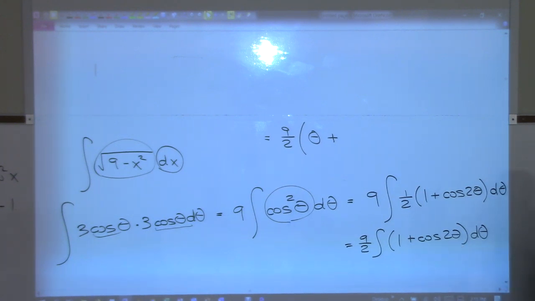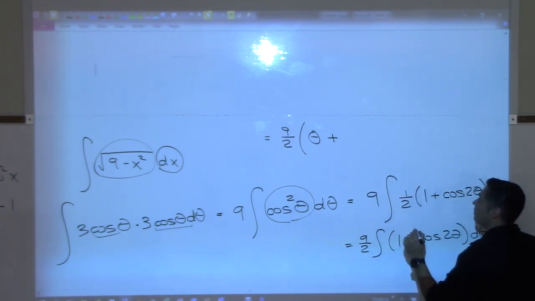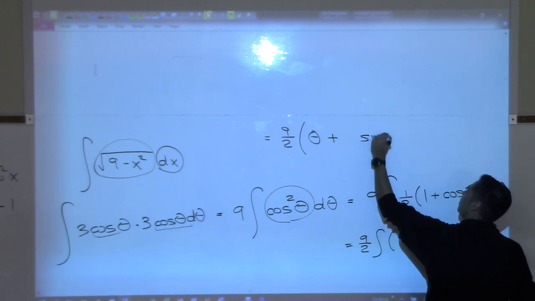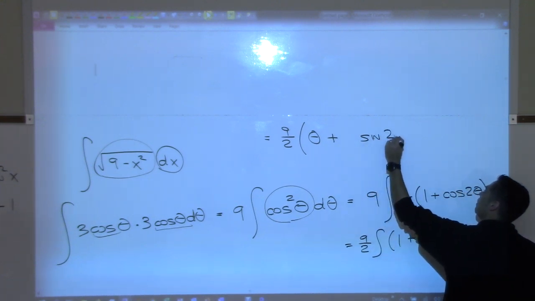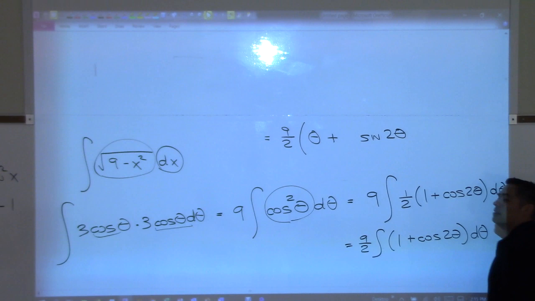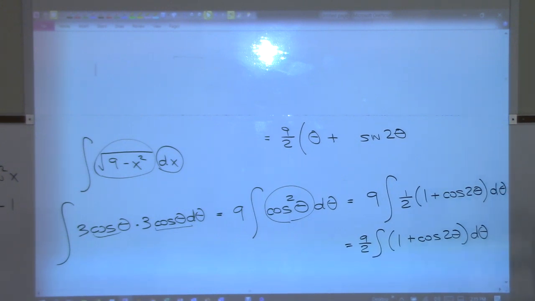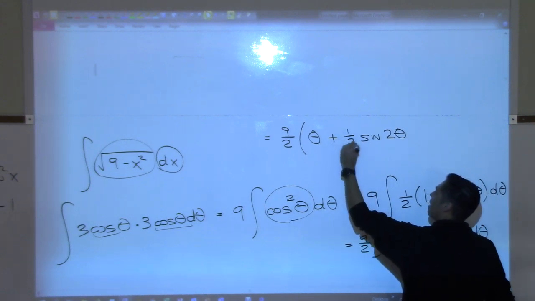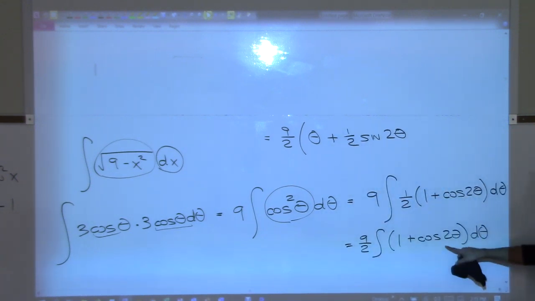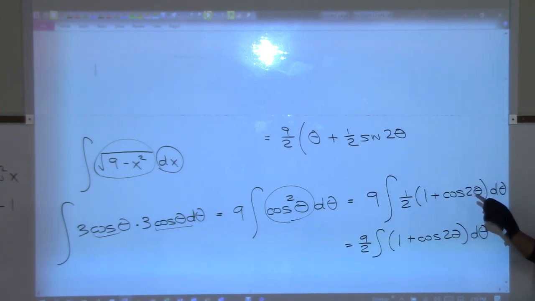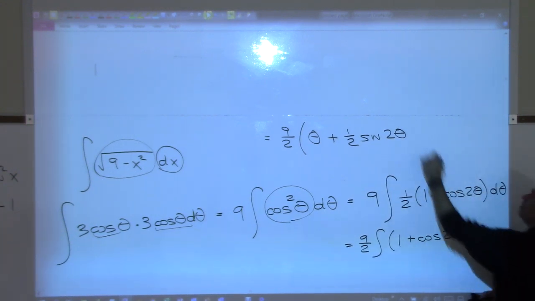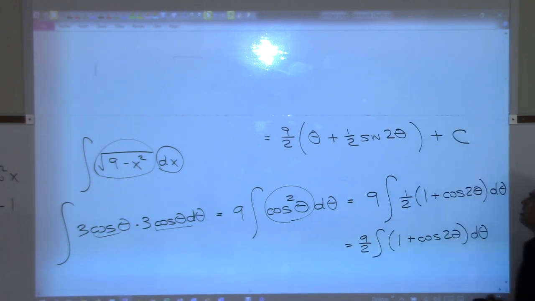Should be sine. Missing something out front. 1/2. 1/2, good. 1/2 sine 2 theta, right? That's the antiderivative of cosine 2 theta. And that's it, right? That's it? Plus c. Plus c, yeah. Plus c. There it is.